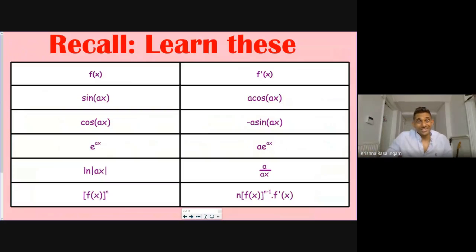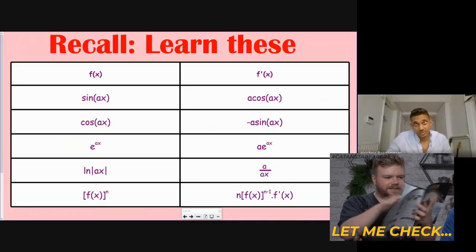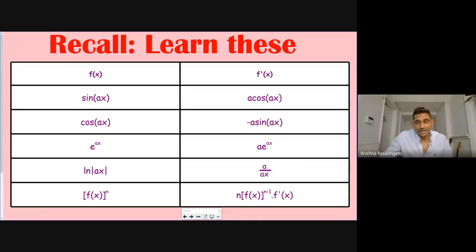Before we get into learning the quotient rule, you should know these well. Pause it, write them down, and then make sure you have them to refer to for the lesson.